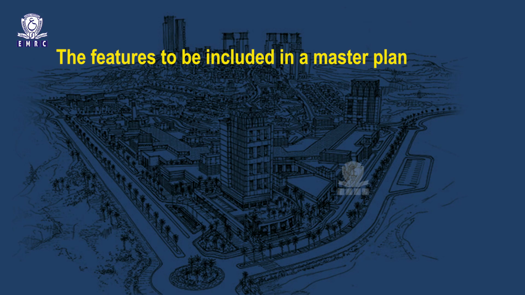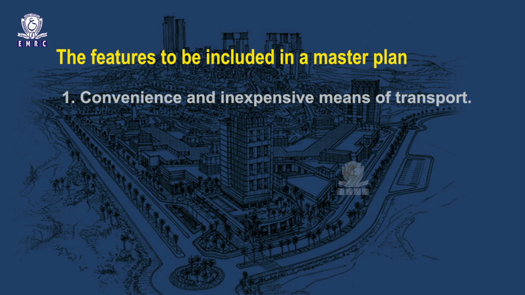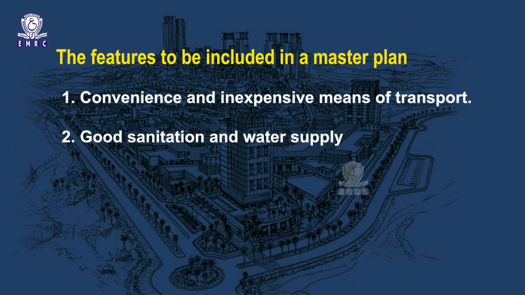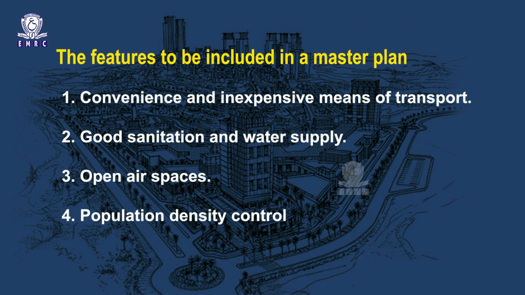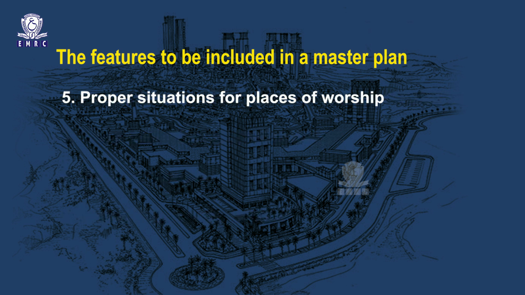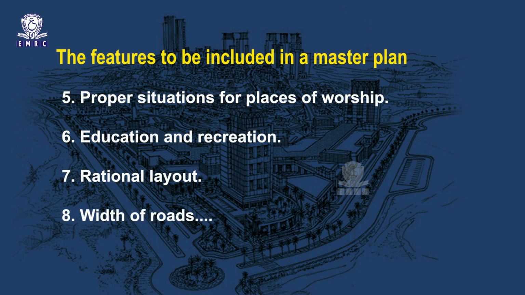for railway stations, goods yards and shipping facilities, special requirements for powerhouses, gas works, sewage disposal plant and storm water drainage, etc. The features to be included in a master plan comprise convenient and inexpensive means of transport, good sanitation and water supply, open air spaces, population density control, proper situations for places of worship, education and recreation, rational layout, width of roads, etc.